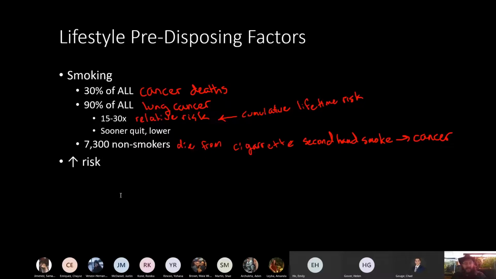Generally, there's just an increased risk of a bunch of cancer. Now, it's not just lung cancer, by the way. It increases your risk of oral and esophageal cancer. And, of course, lung cancer.